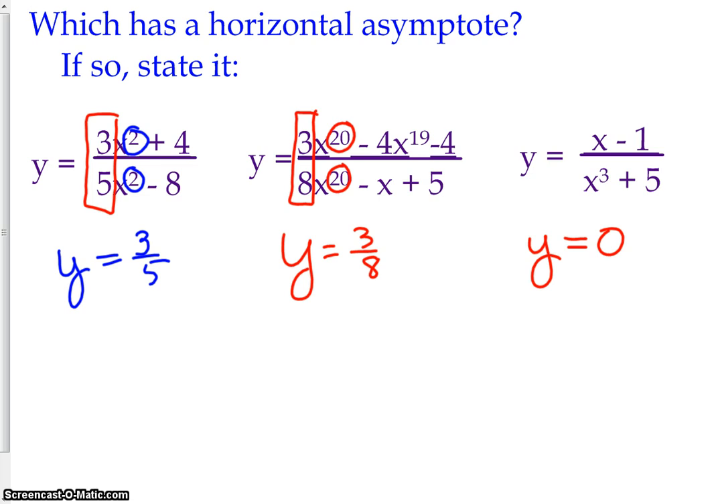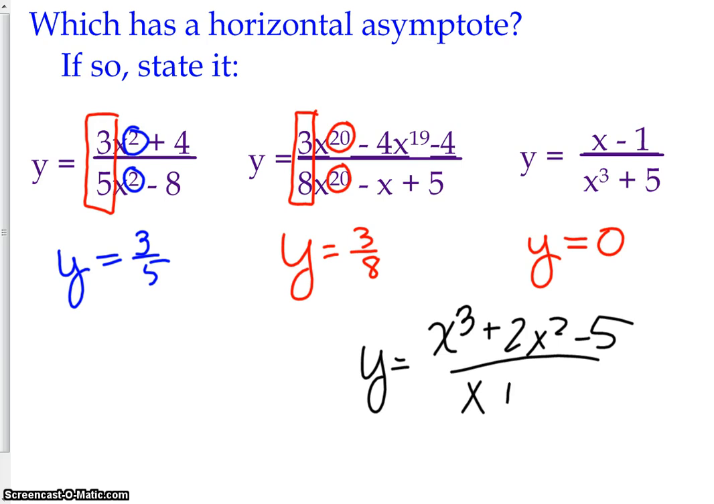So if I had a problem like this, y equals, let's call it, x to the third plus 2x squared minus 5, and I divided it by x plus 1, okay? Well, this one I can just look at and say, you know what? It's actually not going to have a horizontal asymptote.